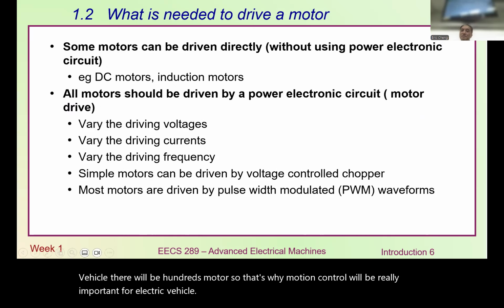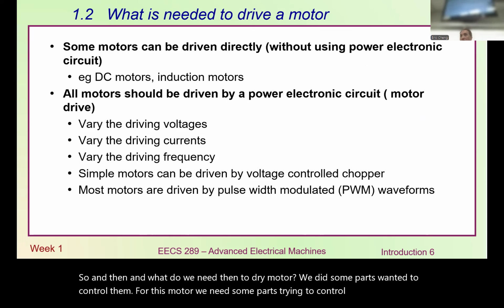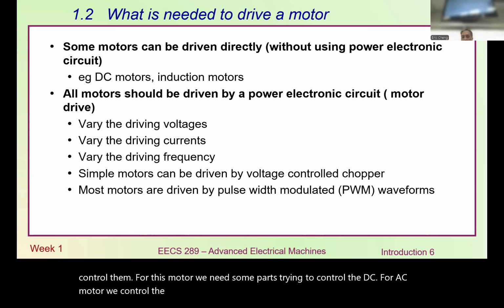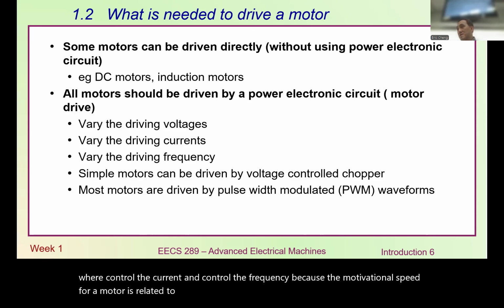So what do we need to drive a motor? We need some power electronics to control them. For a DC motor, we need power electronics to control the DC. For an AC motor, we control the AC voltage. We need to vary the voltage applied to the motor, control the current, and control the frequency, because the rotational speed of a motor is related to the input frequency. So in this case, we do need to control the frequency.